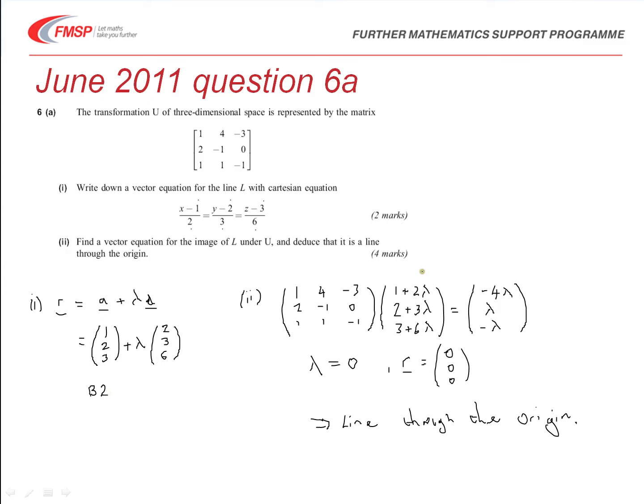On to part 2. If you're using the correct method, showing that it's a suitable matrix multiplication times the vector of the line, you'll get a mark. And then if you get one of these entries correct, you'll get 1 mark. And if you get them all correct, you'll get an additional mark. And then finally, for explaining clearly that it's a line through the origin, you'll get the 4th mark.